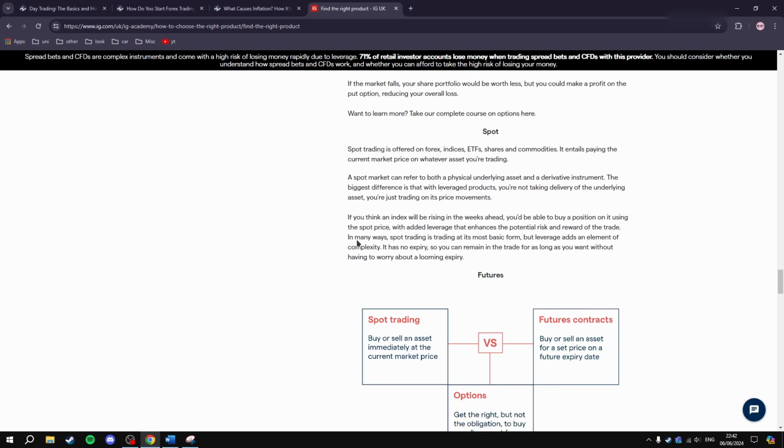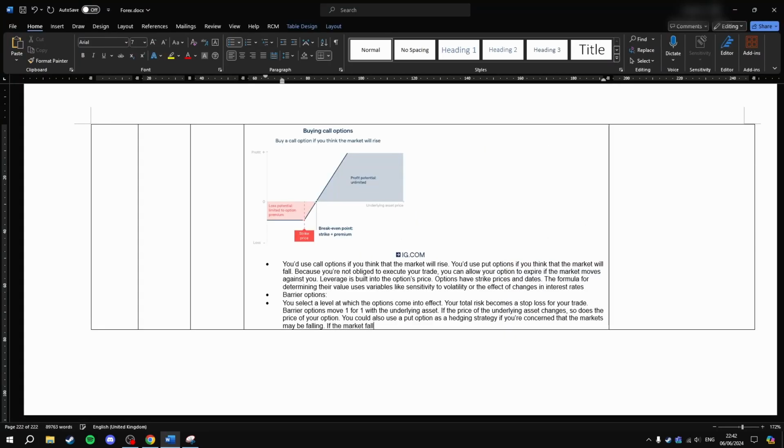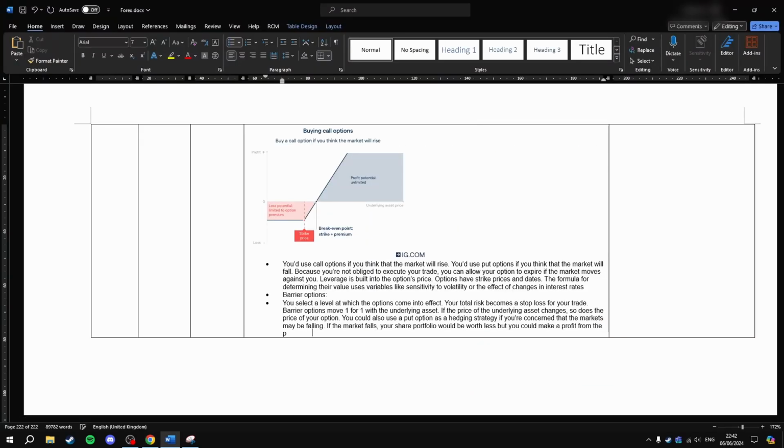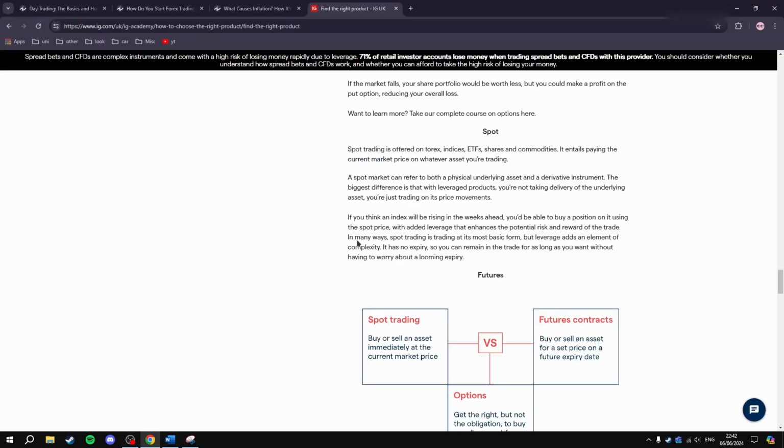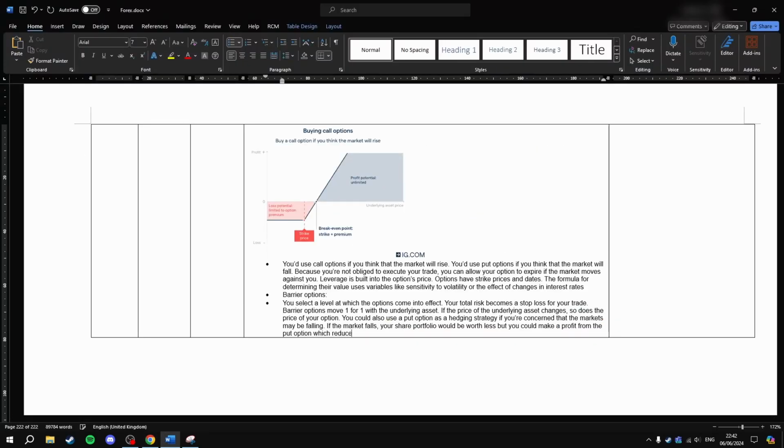If the market falls, your share portfolio will be worth less, but you could make a profit on the put option, which reduces your overall losses.